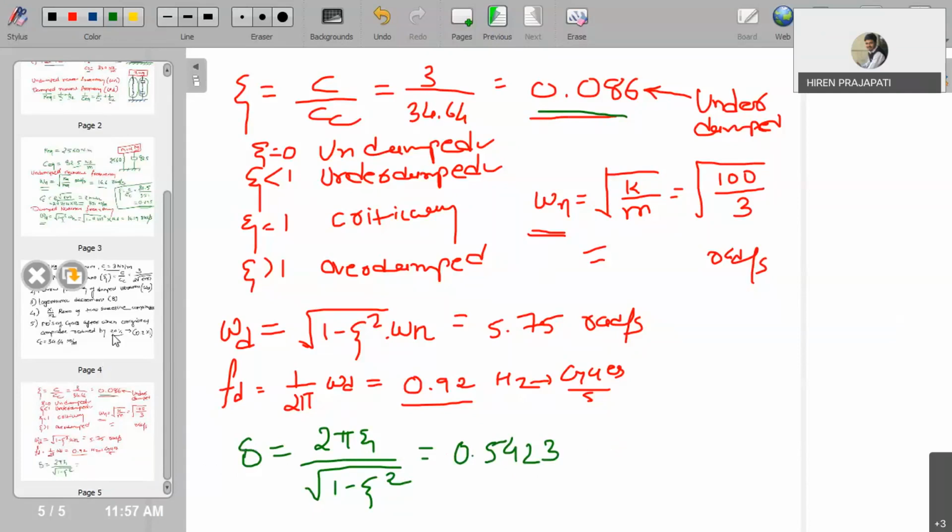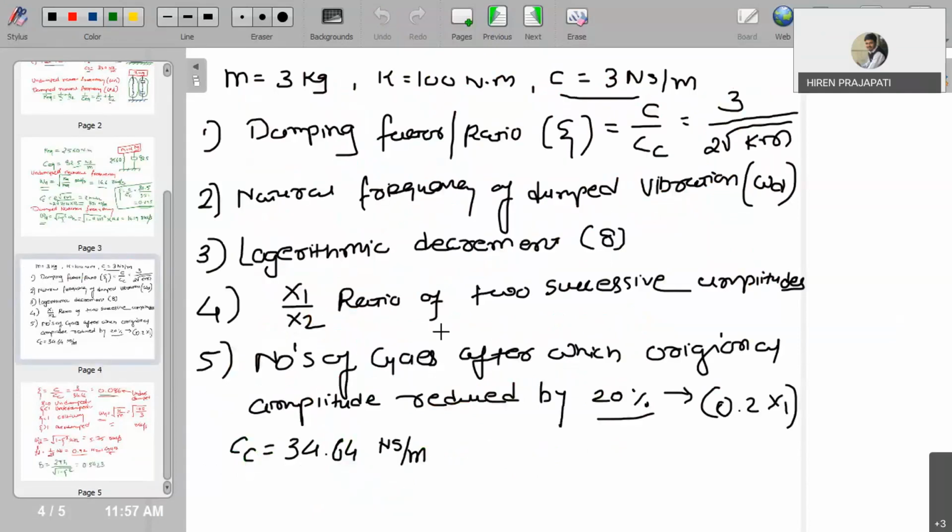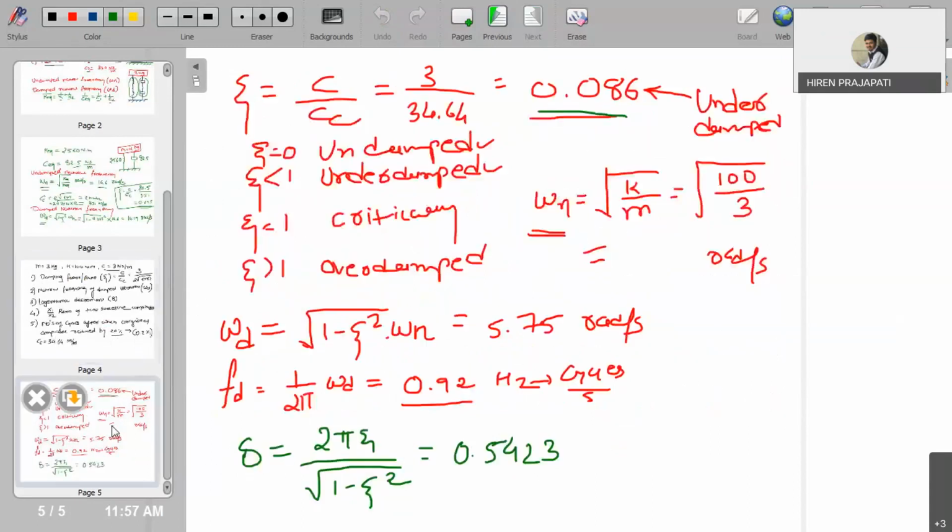Now what is next to be found out? x1 by x2 ratio means the ratio of two successive amplitudes. That is called x1 by x2 or x2 by x3 or x3 by x4, right? So that we need to find out. We have delta. What is delta actually? Natural log of two successive amplitudes.